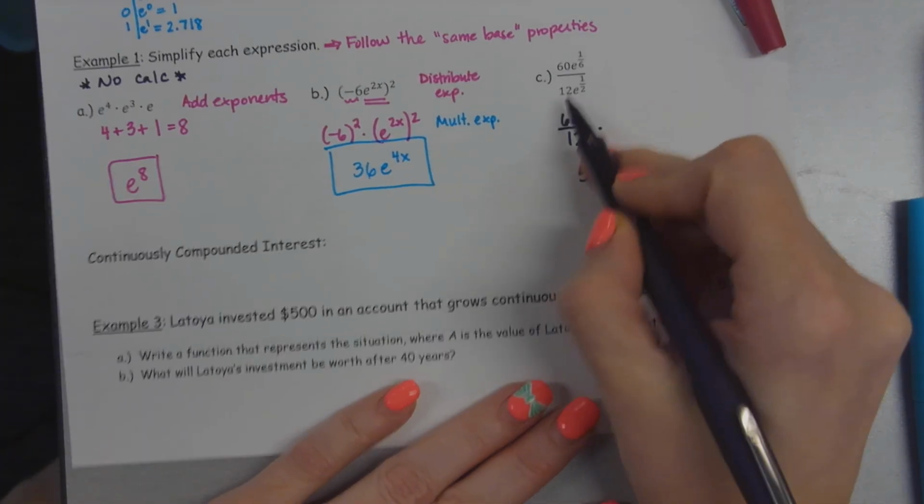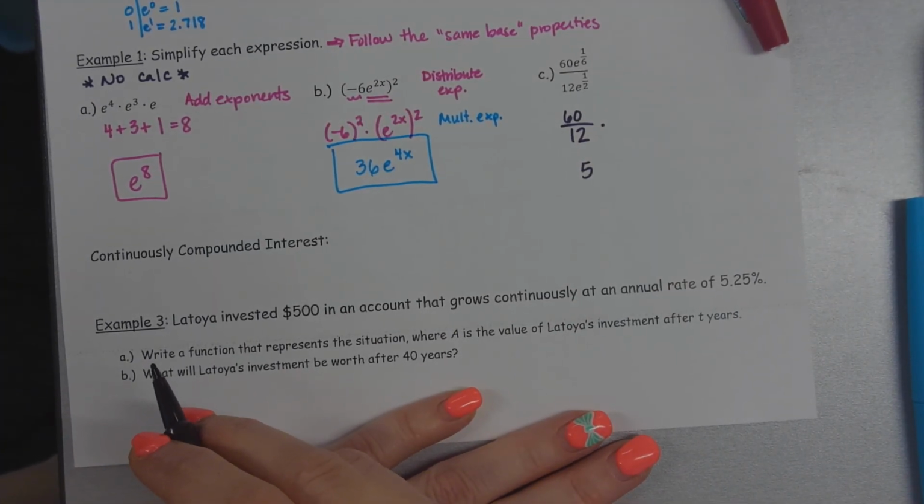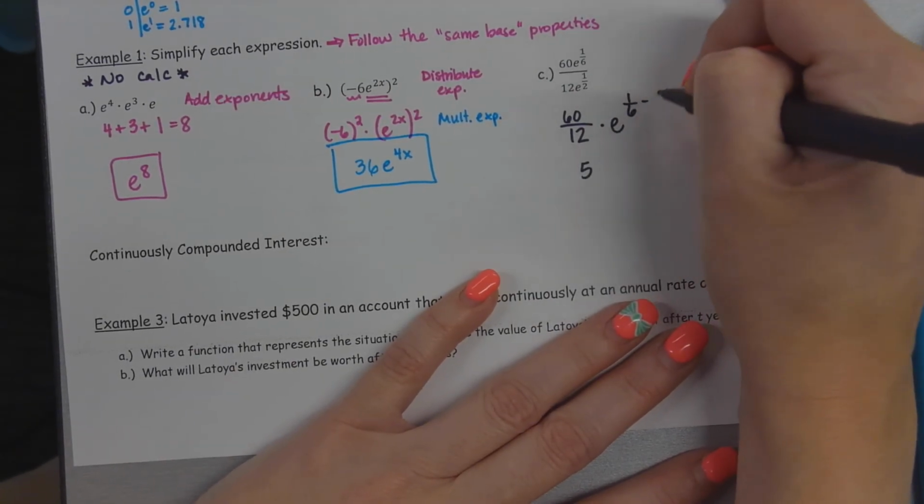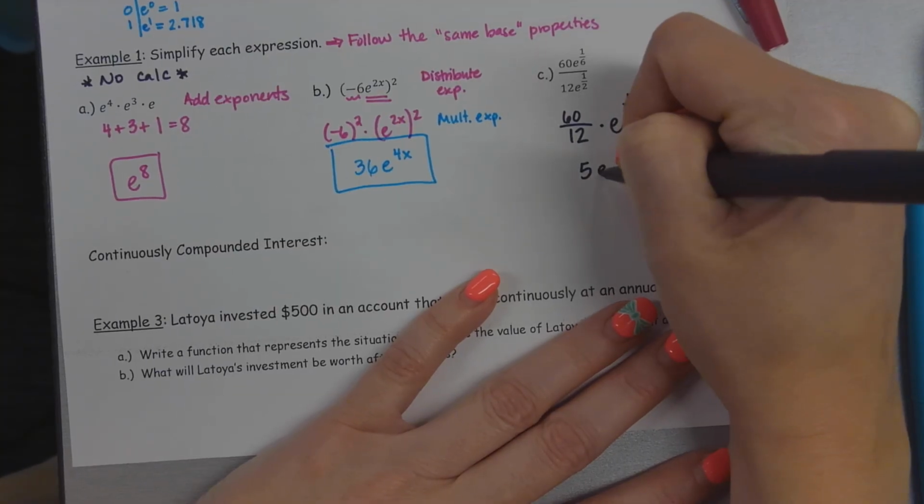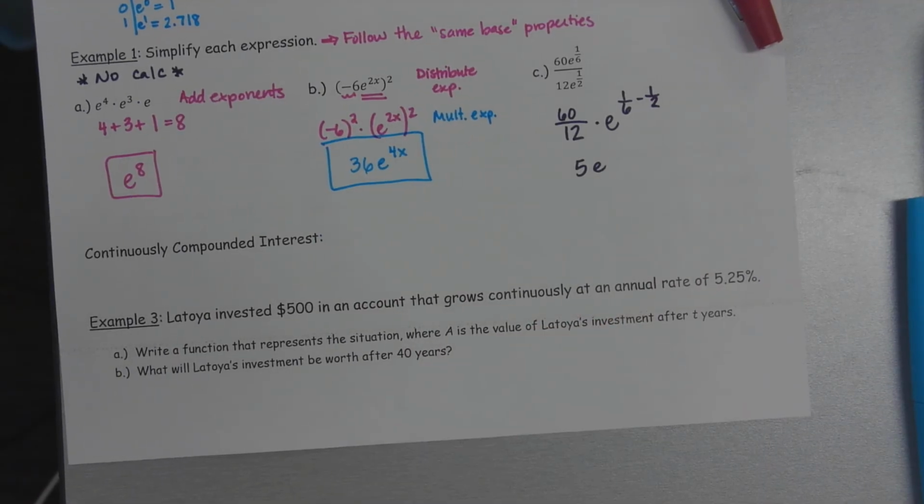And then if you're dividing, what is the rule of your bases? If you have the same base in a division, what do you do with those exponents? Subtract. Yep. So this is e to the power of 1/6 minus 1/2. Okay, so it's 5e to the, and then we're going to have to subtract those. So go ahead, get a common denominator, find the exponent, and then we're going to talk about it. Okay, so write down what that's going to be.